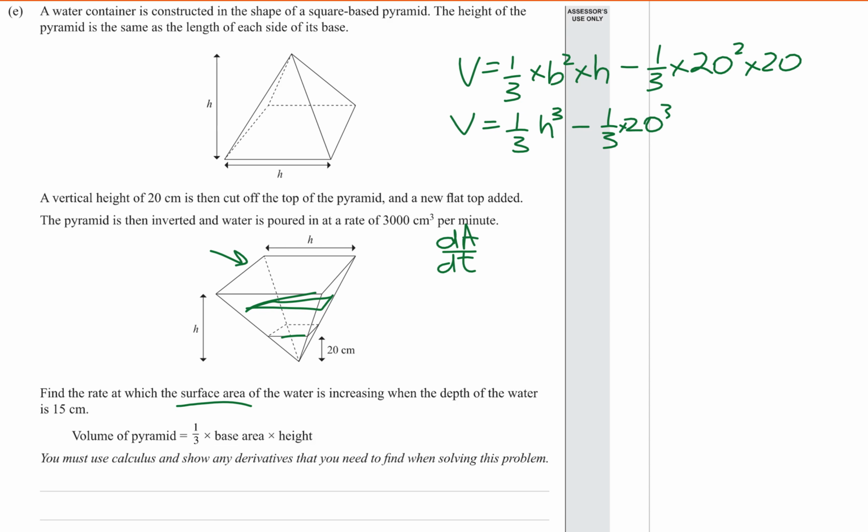Oh, can we do a nice picture? You guys are hopeless. Like that. Yeah? What shape is that?